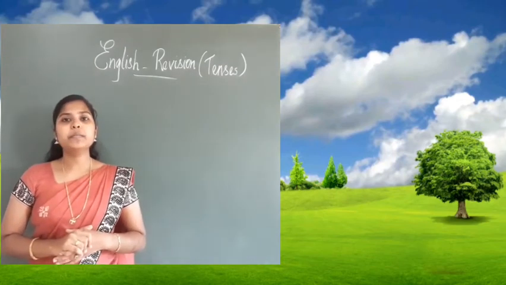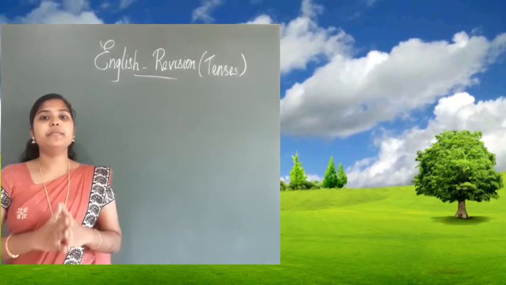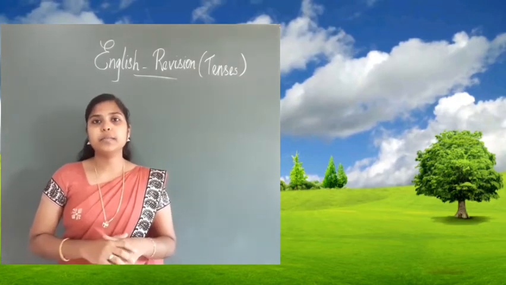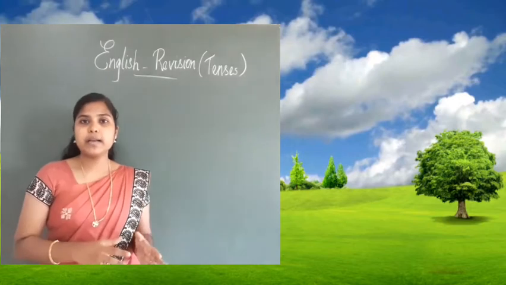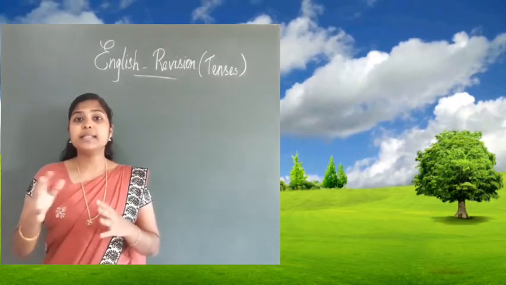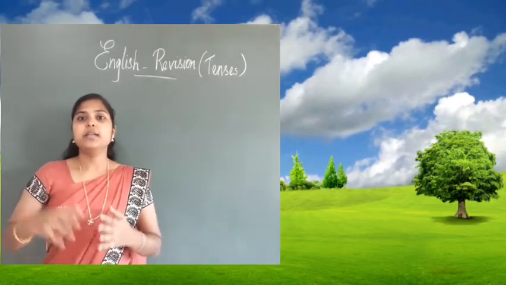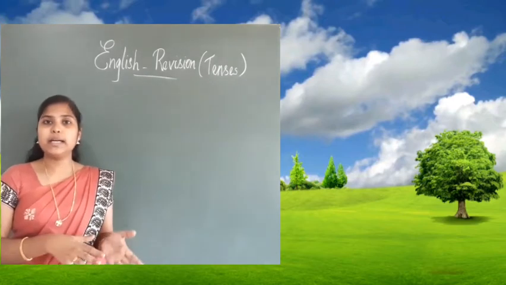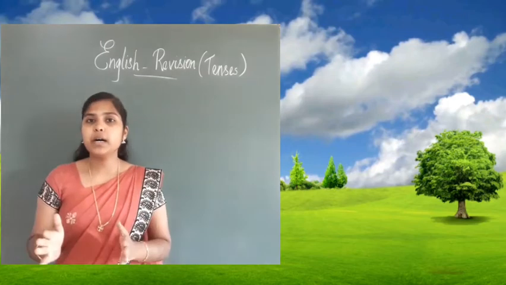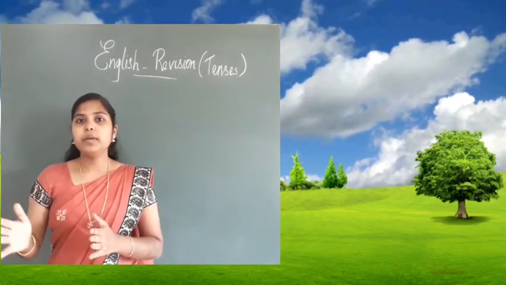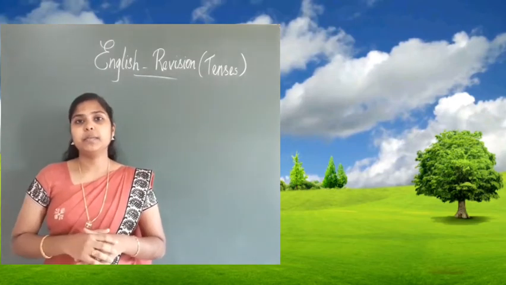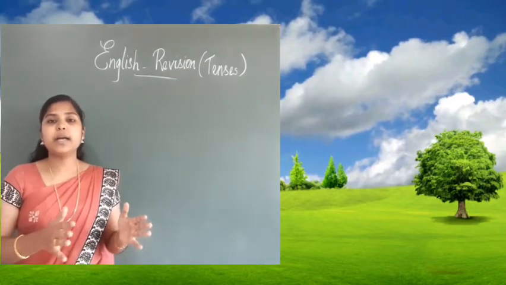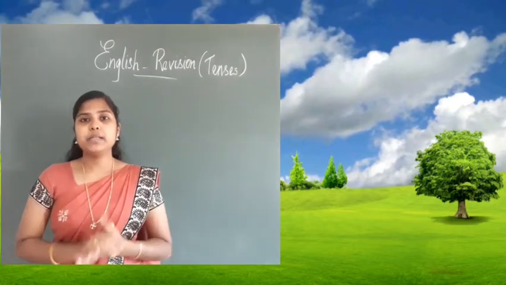Is that clear? For third person singular, we have to use s. Verb plus s, like eats, drinks, dances, sings, plays, jumps. So for third person singular, we have to use verb plus s. And for the rest, we can use the very base form.